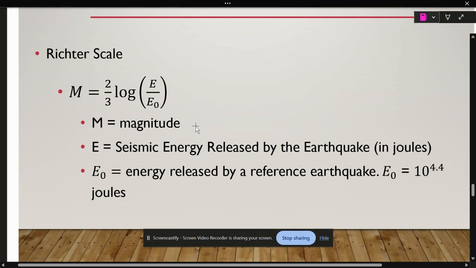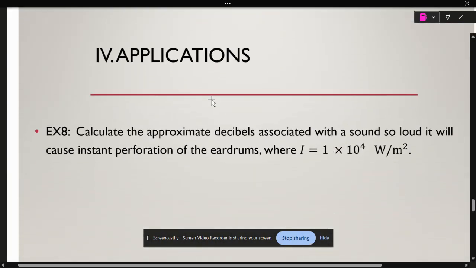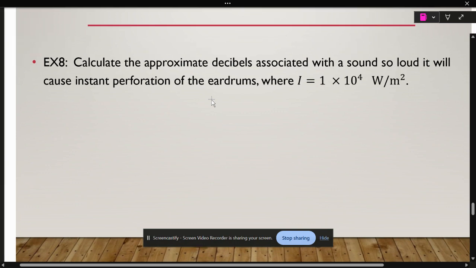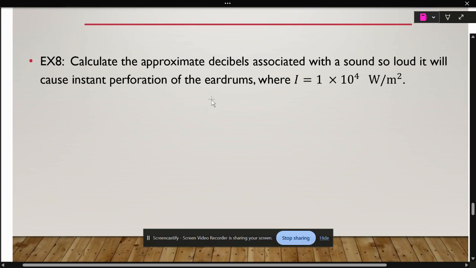So if you take a look at the next slide here, we've also got this next formula. I'm going to write these formulas out whenever we actually do the problem so you can see it. And where E is our seismic energy in joules, and E sub 0 is equal to 10 to the 4.4. That's the energy released by an earthquake. So let's go ahead and go into these first two application problems, and then we'll finish with the last.